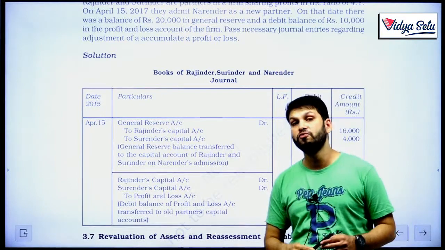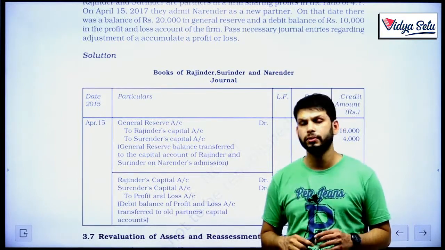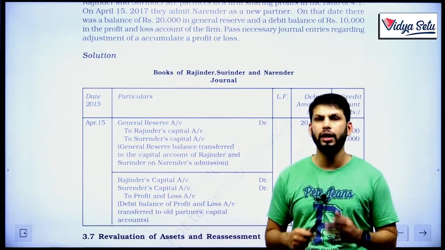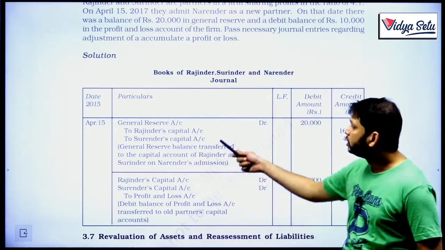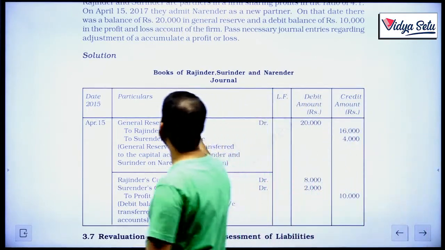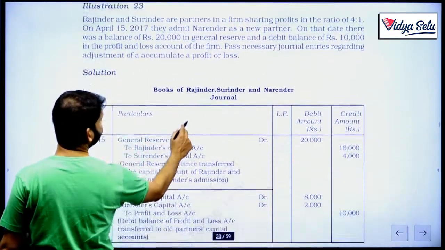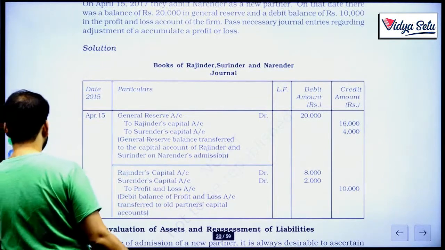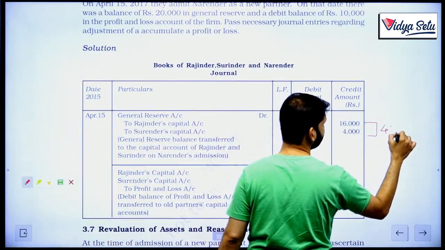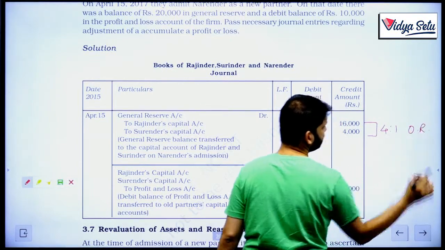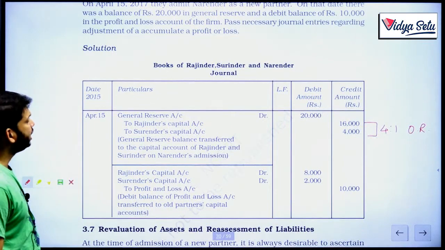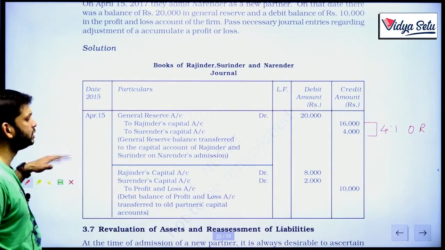Now, this general reserve belongs to who? This general reserve belongs to the old partners and that will be given to them in their old ratio. So, to Rajinder's capital, to Surinder's capital in the old ratio. The old ratio was 4:1. So, we can see that it is in the ratio of 4:1, the old ratio.